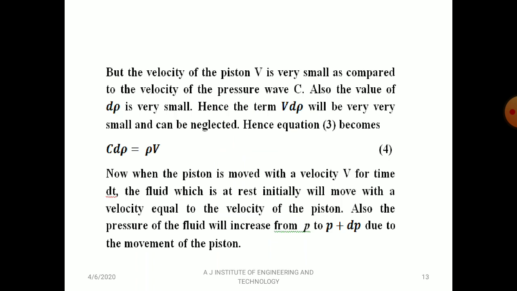Now when the piston is moved with the velocity v for a small time interval dt, the fluid which is at rest initially will move with a velocity equal to the velocity of the piston. The meaning of this sentence is, when you move the piston with the velocity v, the fluid inside the pipe also moves with the velocity of the piston. Also the pressure of the fluid will increase from P to P plus dP due to the movement of the piston. Because of the compression, there will be an increase in pressure. Initial pressure is P, now the final pressure becomes P plus dP.